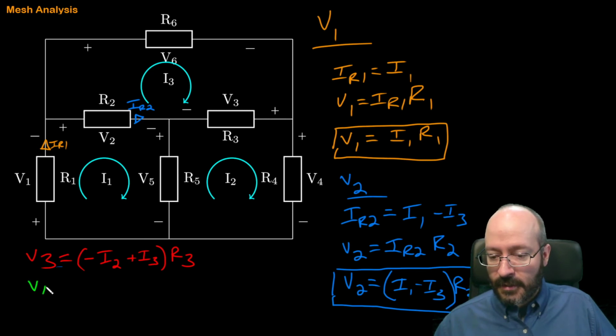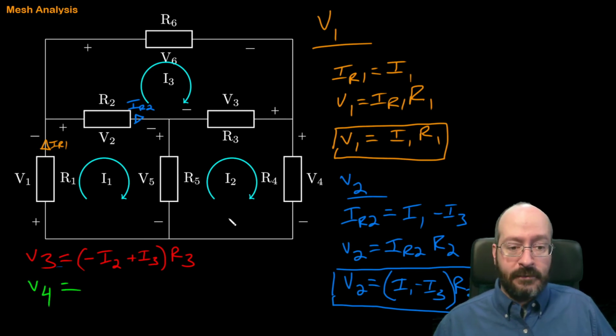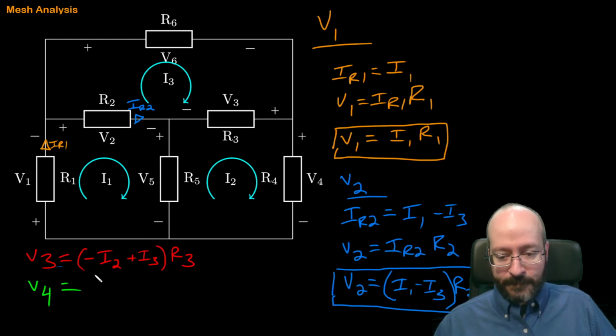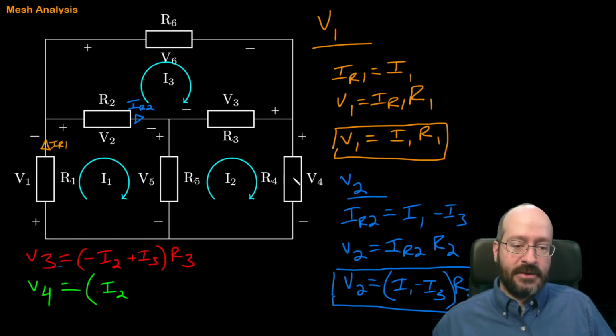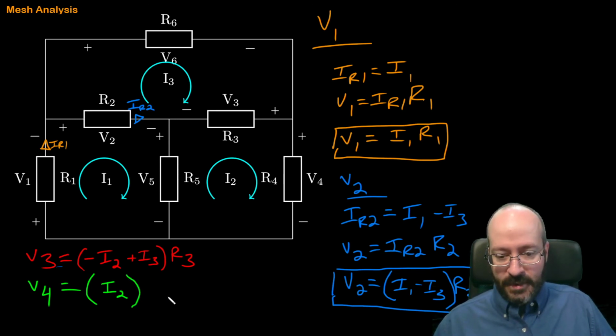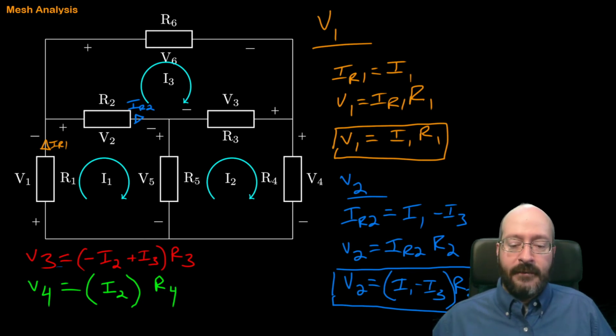Okay. Keep on trucking. V4, where is it? It's over here. Does I1 touch it? Nope. Does I2 touch it? Yep. And it looks like it flows in the positive direction according to that polarity. So it's going to be positive I2. Does I3 touch it? Nope. So I'm done with just that, and we multiply that by R4.